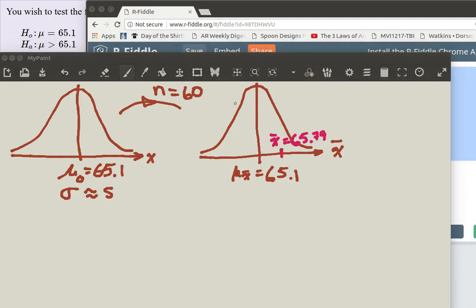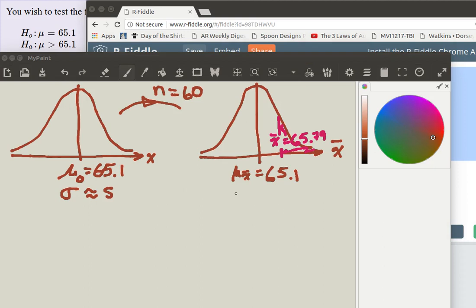So the mean of the distribution of sample means is going to be the same as the population mean, and our sample came out to be 65.79. So we're going to be interested in finding the area that's above that, because we're looking at an alternative hypothesis of greater than. If your alternative hypothesis was less than, you'd be looking for the area below. If your alternative hypothesis was not equal to, then you'd be looking at a two-tailed test. So we're looking at this area that's up here. Okay.